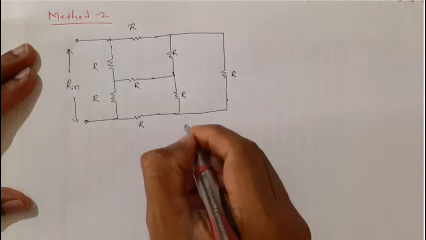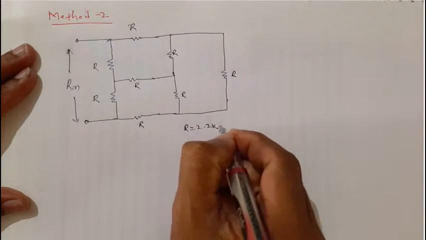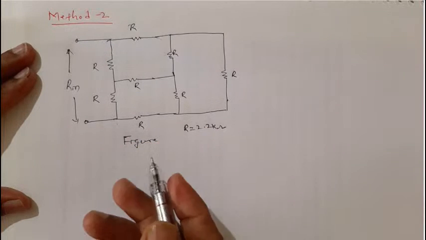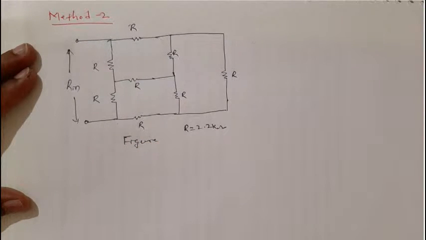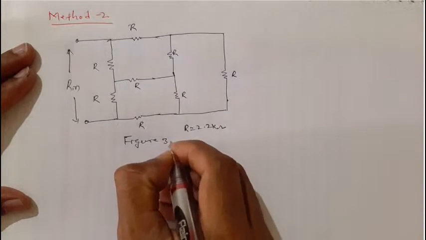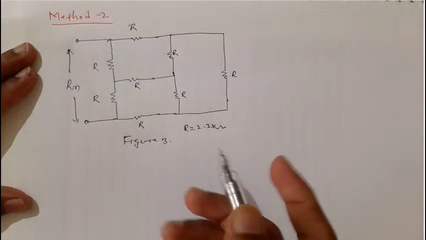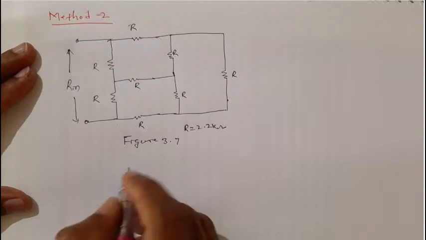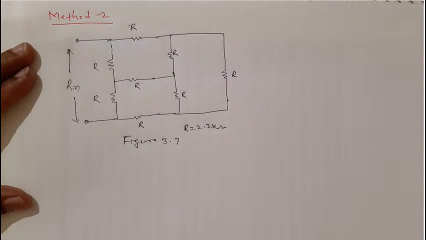We already know R is equal to 2.2 kilo ohm, and I call this a figure. I may continue the figure numbers. I don't know where I had stopped. I continue this figure, say for example 3, mostly 7 or 6, whatever. I will call this figure 3.7, right?